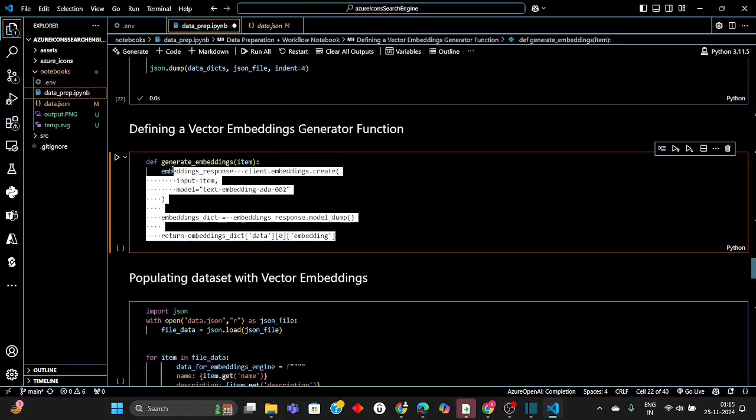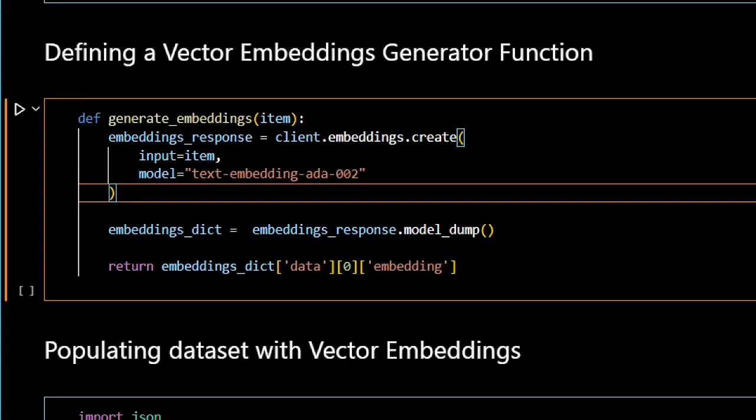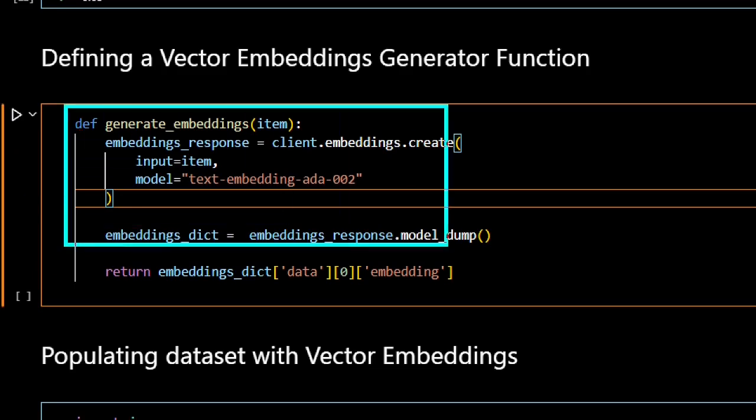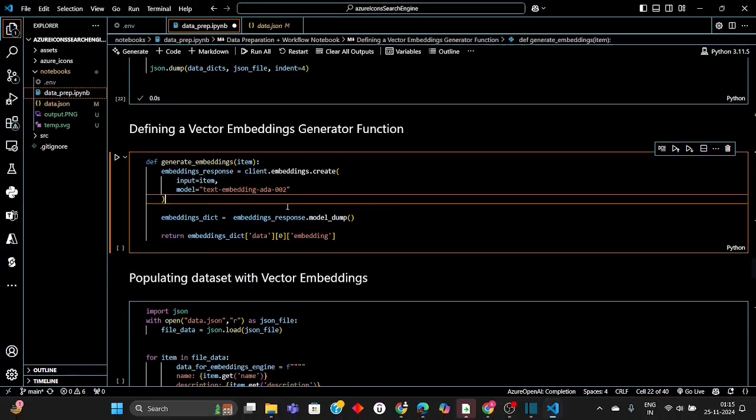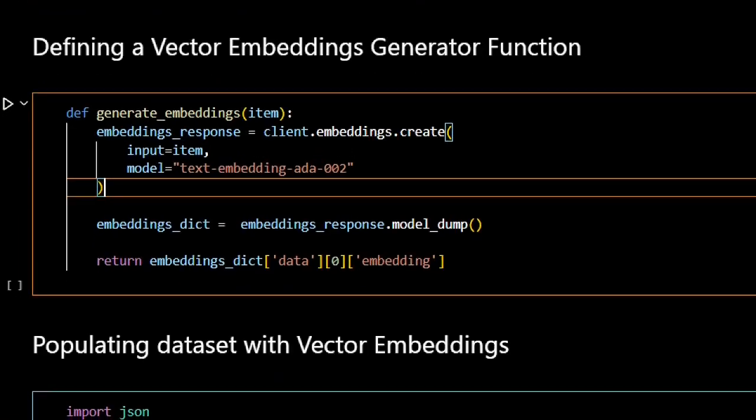And for this, I am defining a vector embedding generator function. Because we deployed a text embedding ADA 002 engine, this is the vector embedding generator function. And the thing to be noted over here is I deployed my embedding engine with the name of text embedding ADA 002, the same as the model name. But if you have deployed the engine with a name that's different from the model name, just make sure that you define it over here, or else it's going to throw an error.